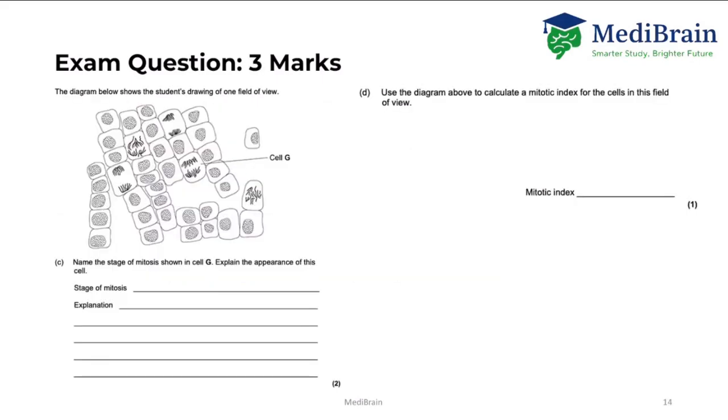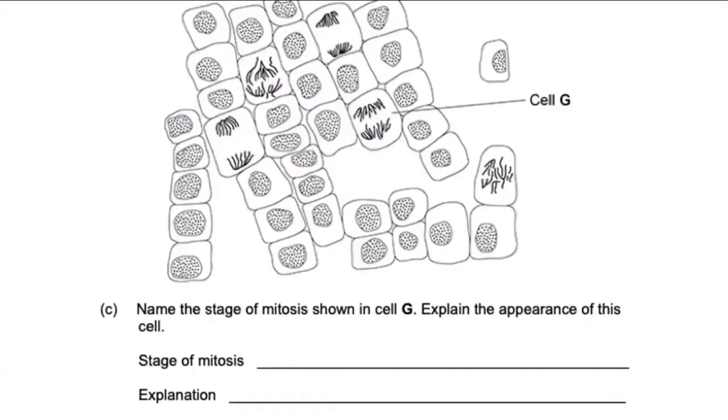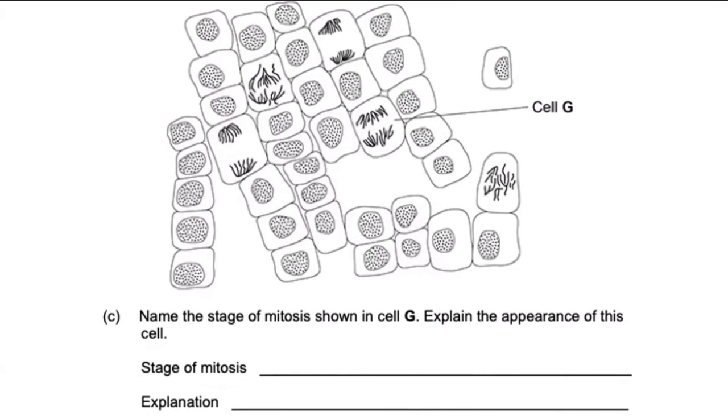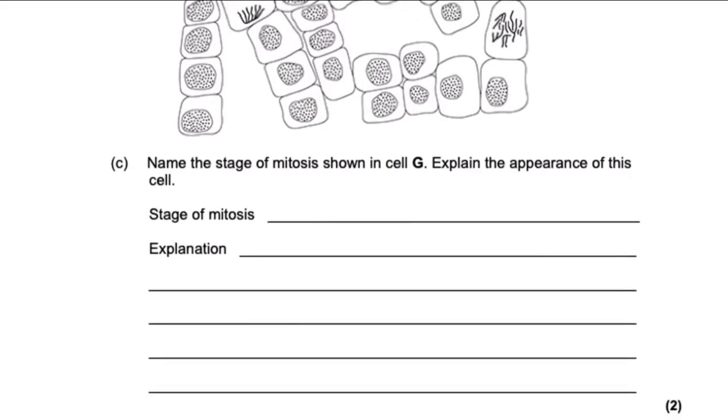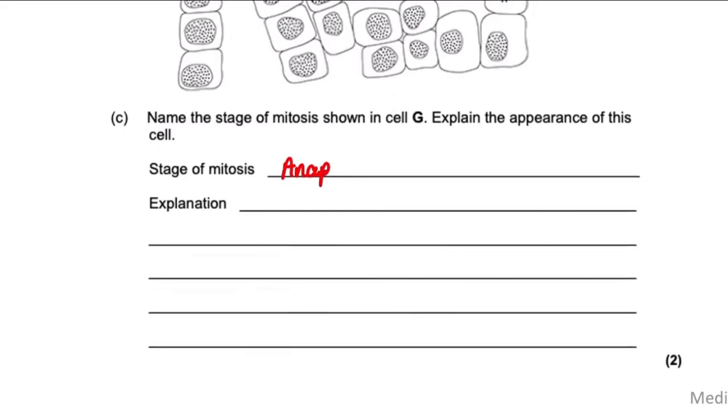Okay, and finally, we're going to finish off with a mitotic index question. So over here it says the diagram below shows the student's drawing of one field of view. Name the stage of mitosis shown in cell G. Explain the appearance of this cell. So as you can see in cell G, we can see that the chromosomes are retracting towards opposite ends of the cell. So this has to be anaphase. Okay, so we've got anaphase because the chromatids are retracting towards opposite ends of the cells.